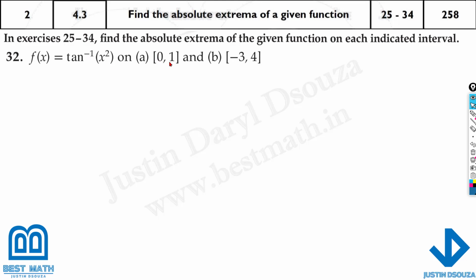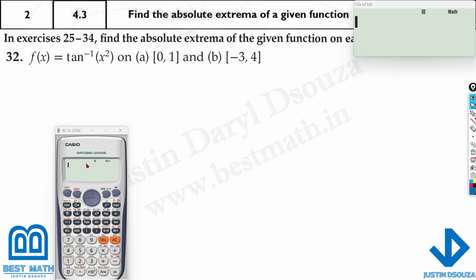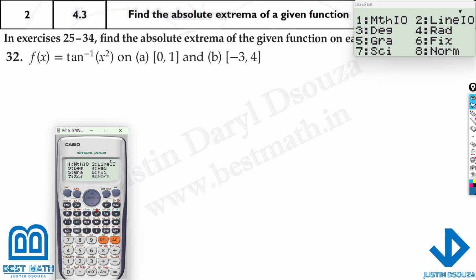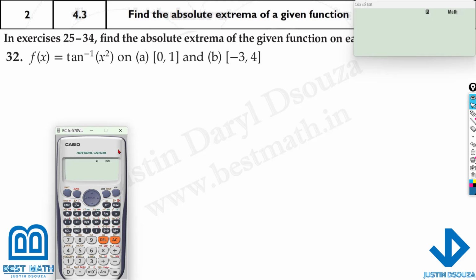Over here, it's tan inverse, but you can see the interval is 0 and 1. So you just have to type this out. Let's use a calculator. Now here, since it's trigonometry, I'll press shift mode 4. Now it's in radians. Let's go to mode 7 for table. Tan inverse is shift and tan.